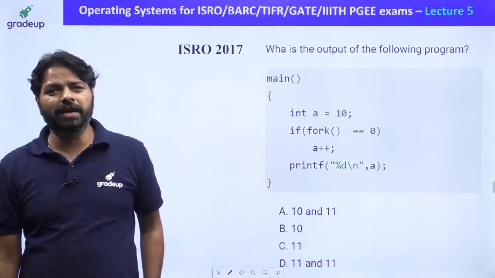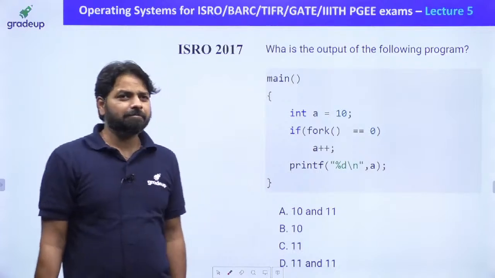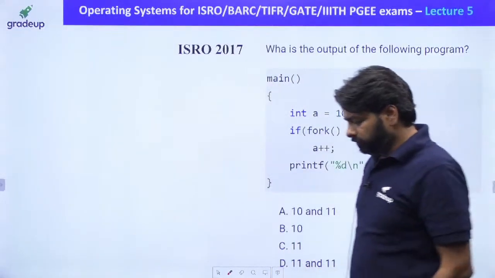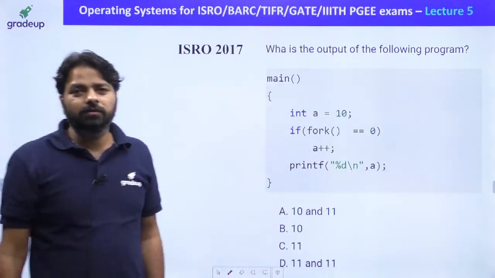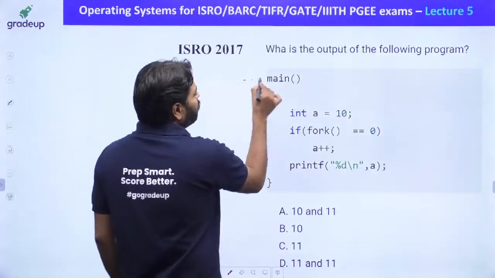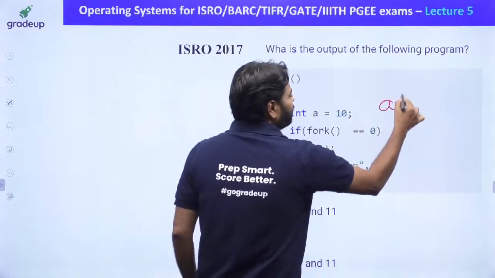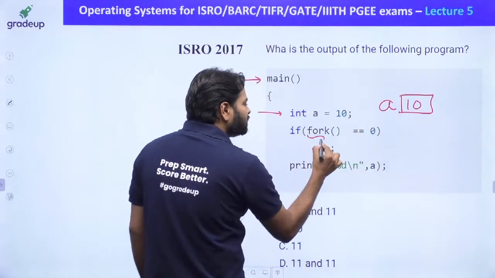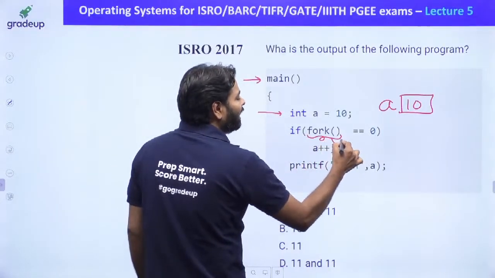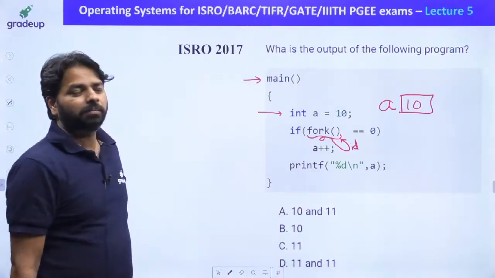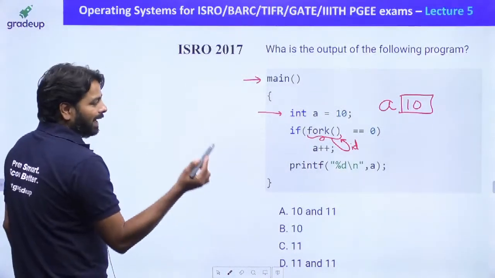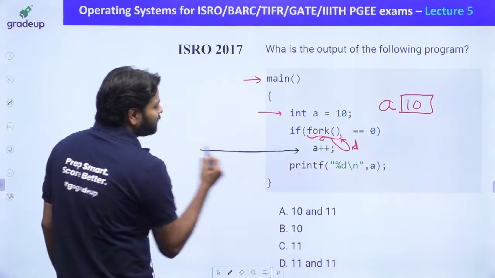Amit says A, Dilip says A. What about others? A. So look at how the first parent process is executing. Parent process executing. Say A is 10. A is 10. And when the parent process executes the fork, the parent process gets the ID of the process that is created. So another process is going to be created.